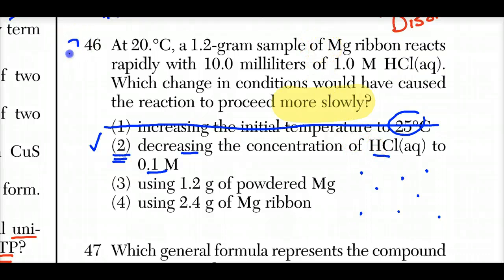So 46 is 2. Let's look at the other choices. Use powdered magnesium. Well, that's going to expose more atoms, increasing the surface area. The reaction rate's going to be much faster. They want it to go down, slower. And then, of course, use 2.4 grams of magnesium ribbon. They're just increasing the amount of magnesium. So that would also increase the rate of reaction. So 46 is choice 2. That's the only factor that would decrease the rate of reaction.